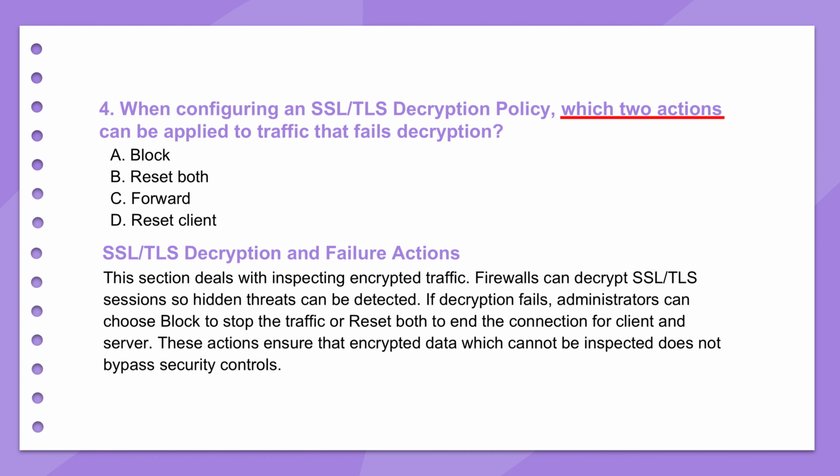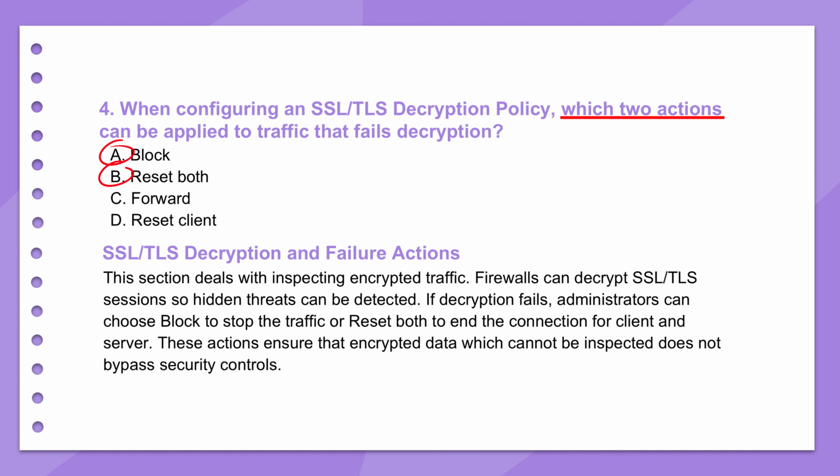If decryption fails, and it can fail for various reasons, like unsupported cipher suites, certificate issues, or even deliberate evasion attempts, the firewall can't just let the encrypted, uninspected traffic flow through. That defeats the purpose. So it generally has two primary actions it can take based on policy configuration: block the traffic or reset both client and server connections. Block seems straightforward. Just stop it.